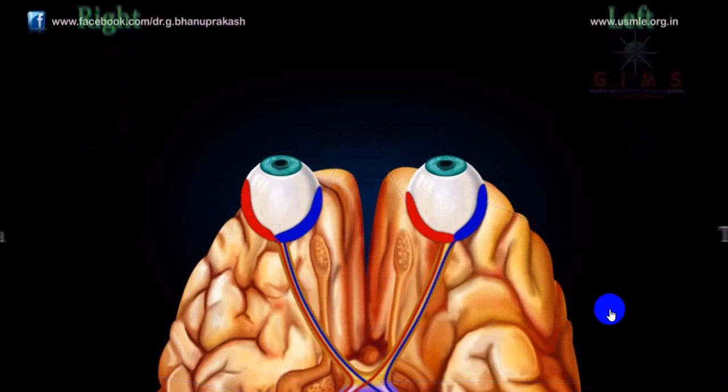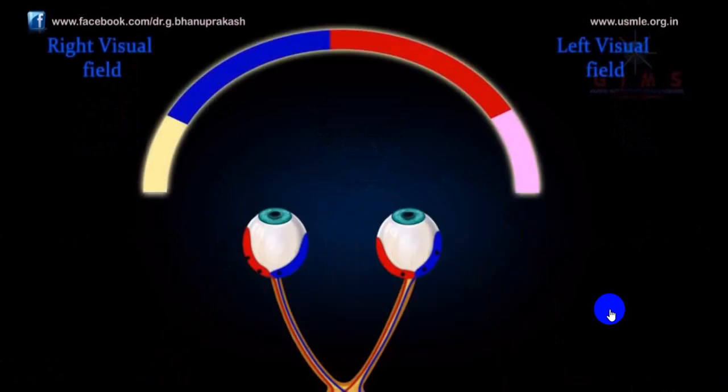Note that the optic tract from one side will contain visual information from the temporal fiber of the same side and the nasal fiber of the opposite side. So you can see that information from the right visual field is carried in the left optic tract.